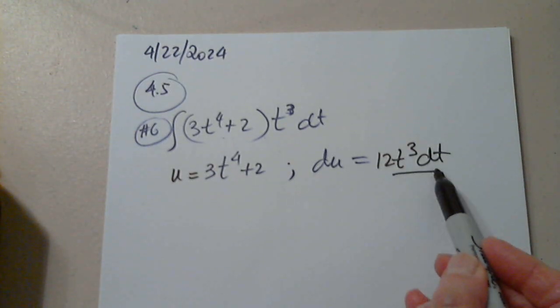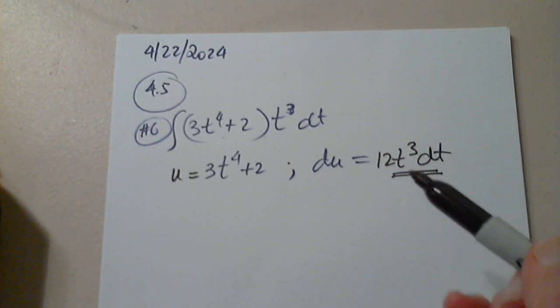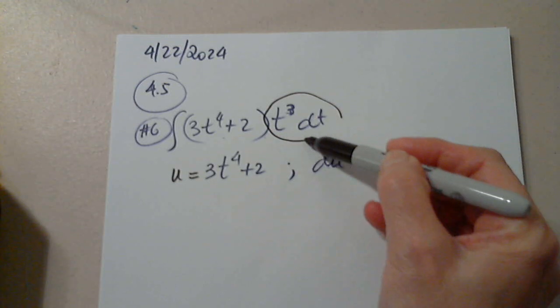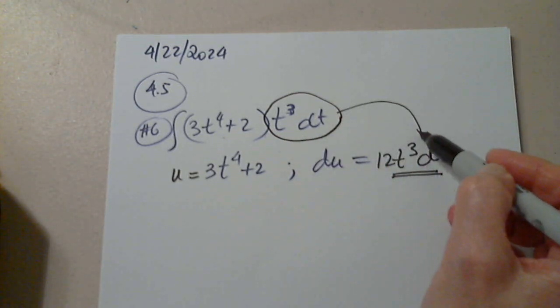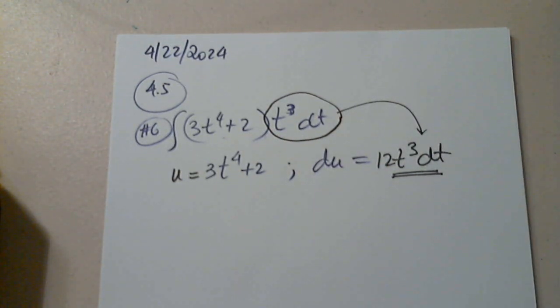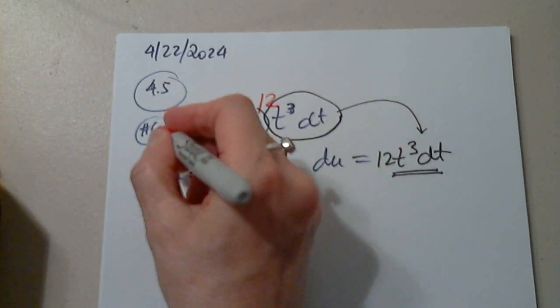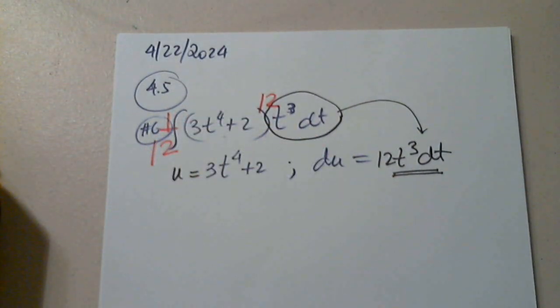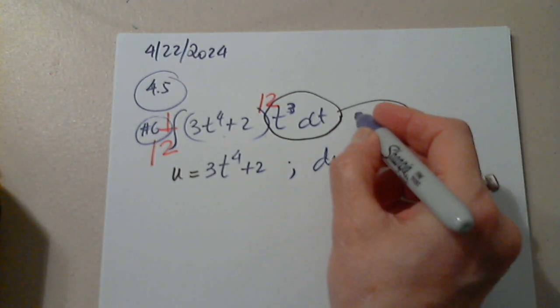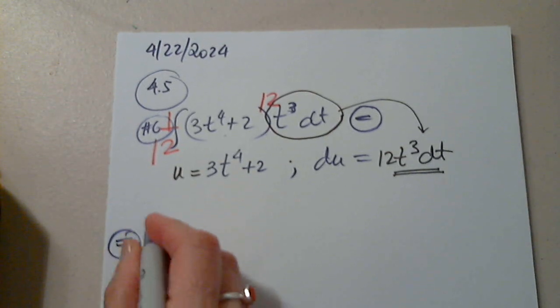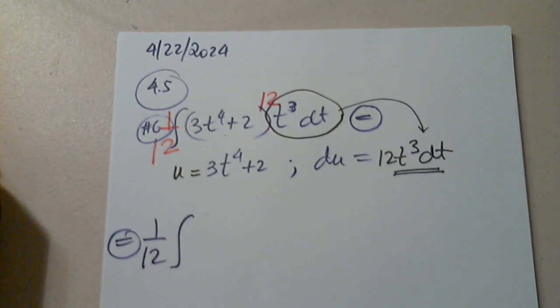So I'm lucky, we're lucky, because I see t to the 3rd dt. It's right here. It's this product. But I don't have the 12. A number or a constant or a factor, I should say, is very easy to make up. Multiply by 12 and divide by 12. Another way would be to solve for this, which gives us the exact same answer. So then we have 1 over 12 in front.